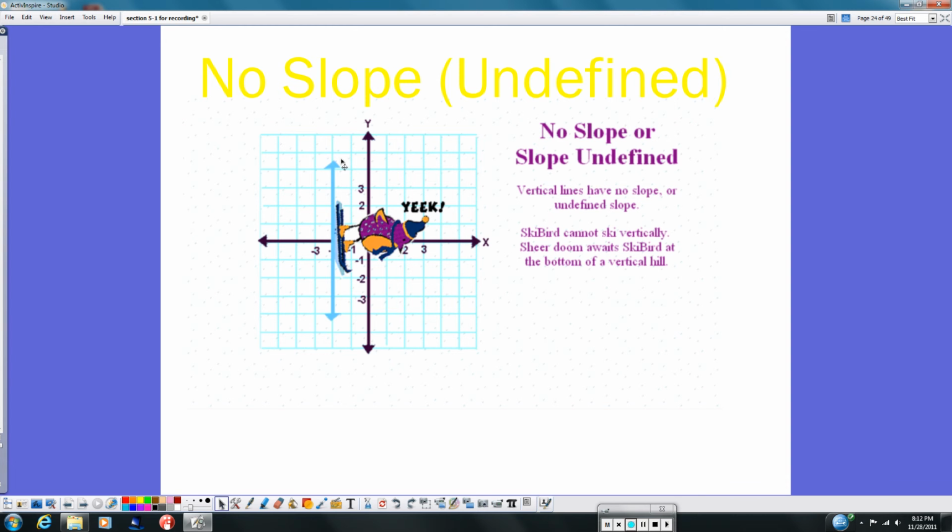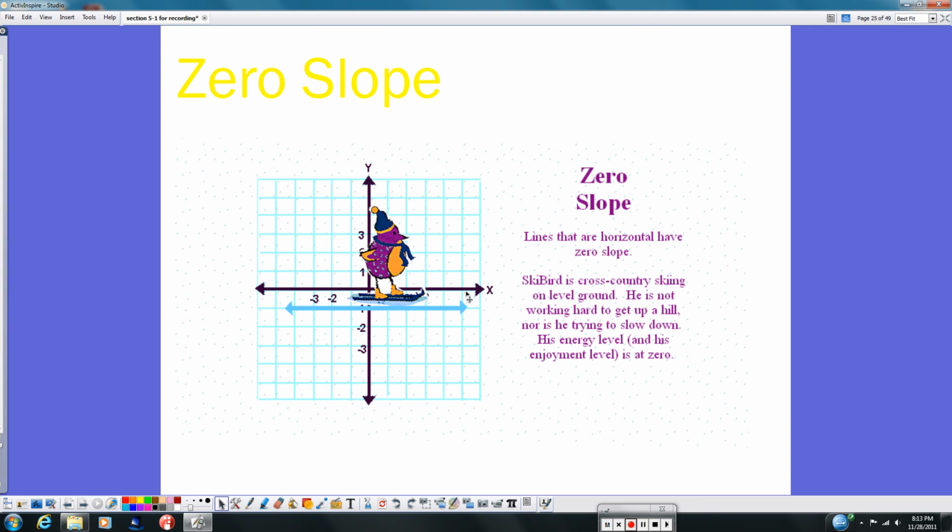No slope would be a line like this. In this case, the little bird cannot ski vertically. Sheer doom awaits the bird at the bottom of a vertical hill. So that's one that we would not want to ski. A zero slope would be a flat line or a horizontal line.